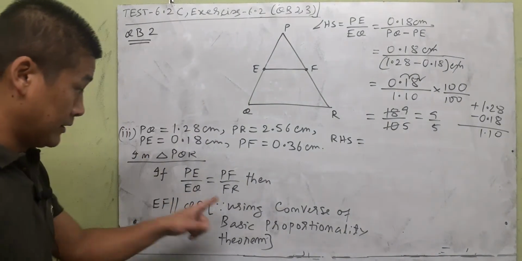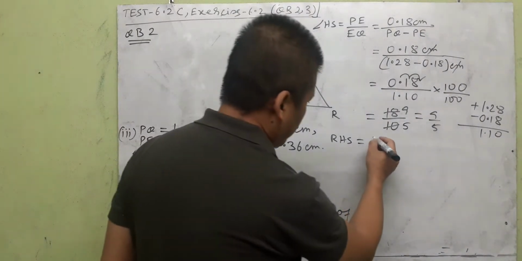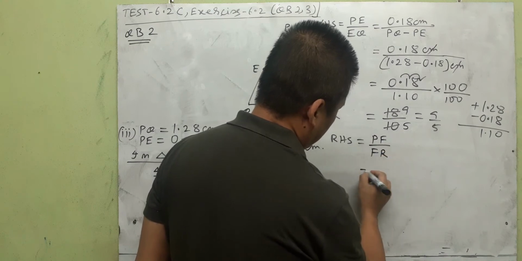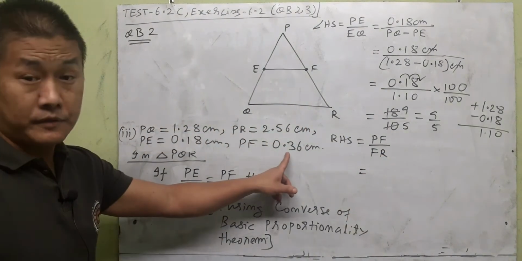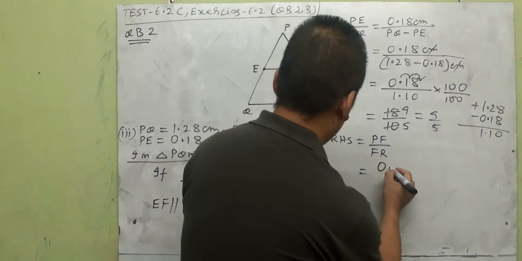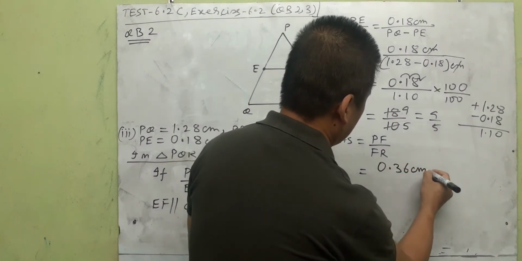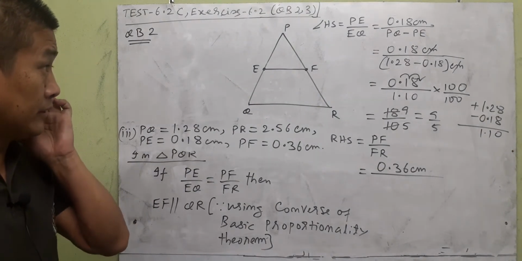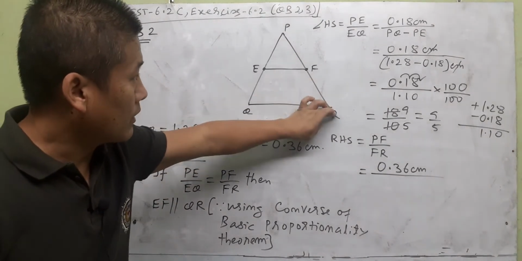Let us likewise do the right hand side. Right hand side here is PF by FR. Now PF is there, so we can just write that down: 0.36 centimeter. And FR here can be written as PR minus PF.